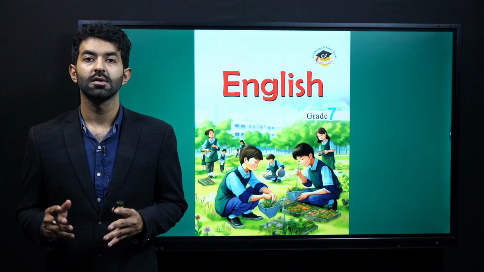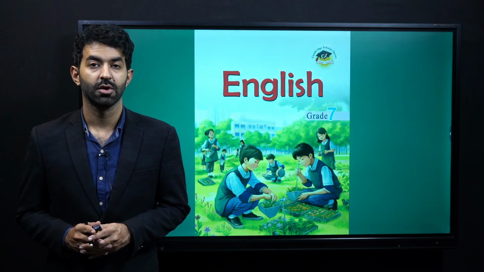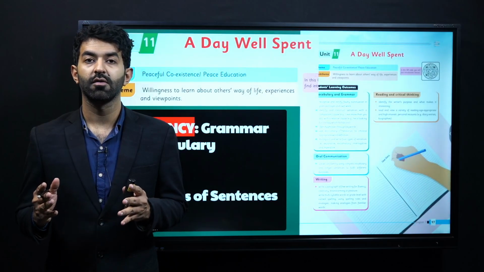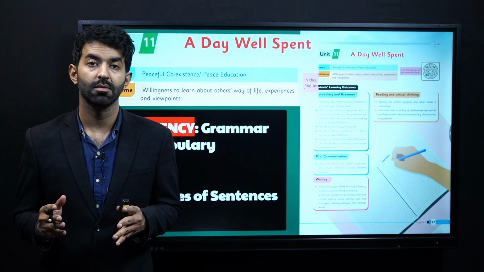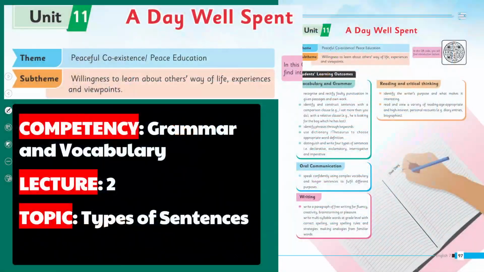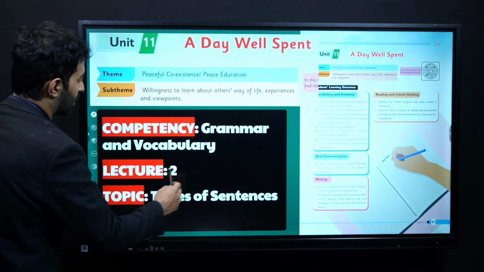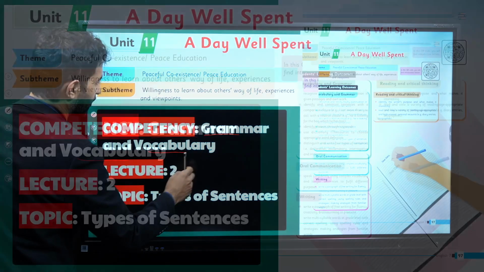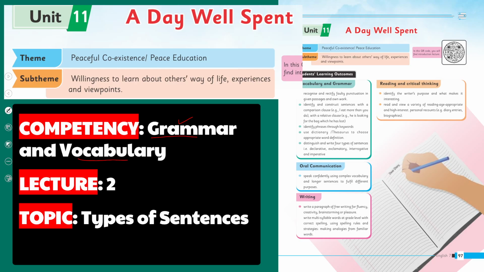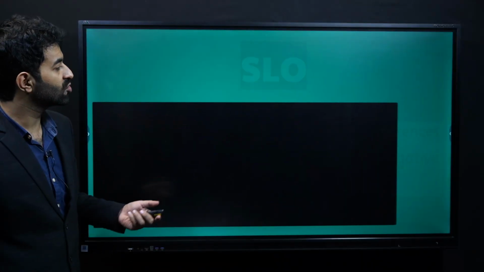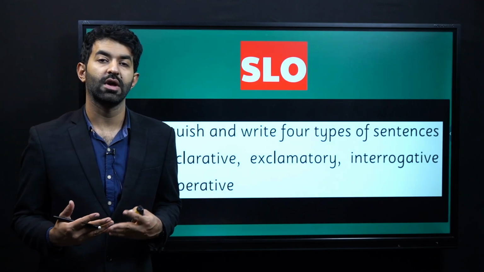My dear learners, we are talking about lecture number 2 and we will cover a student's learning outcome on types of sentences. So, this is our competency of grammar and vocabulary. We are specifically focusing on grammar and we are going to talk about sentences and their different types. So, let's talk about the student's learning outcome that we have over here.